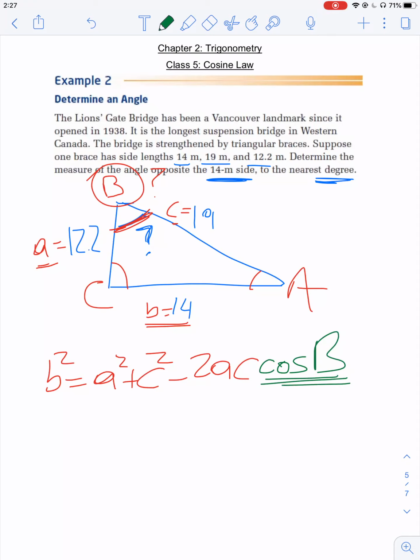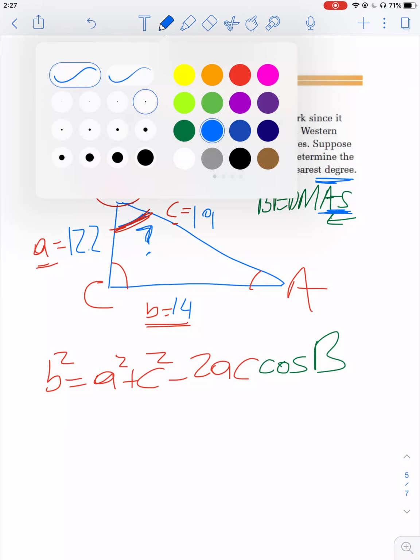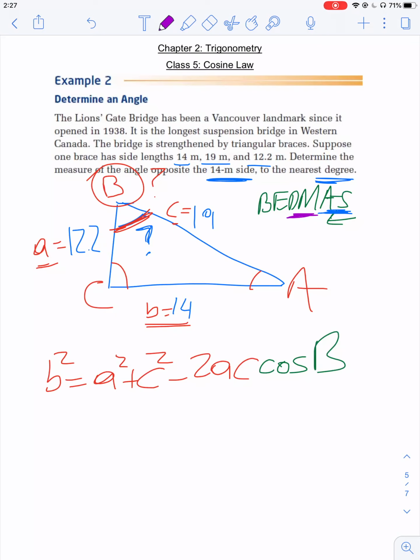So how do you do algebra again? You have to do BEDMAS in reverse direction. Because you know what B squared is, you're not interested in this value. You're interested in this, kind of like what you started off with. So you have to work backwards. What does BEDMAS tell me? BEDMAS tells me that I need to get rid of addition and subtraction first. Addition and subtraction have the same priority. Maybe let me use a different color. So addition and subtraction first, followed by multiplication and division. My goal is to solve for cos B.